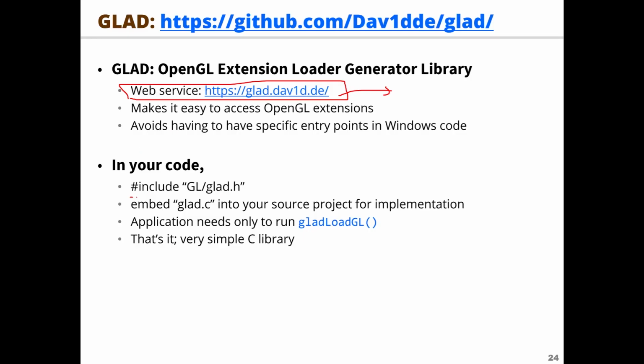So in your code, include glad.h and embed glad.c in your source project, then it will be compiled and its object file will be available for linking. Then you don't have a problem. If you don't embed glad.c in your project, then your compilation succeeds, but your linking will fail. So include glad.c. That's it. And the application needs only to run gladLoadGL.